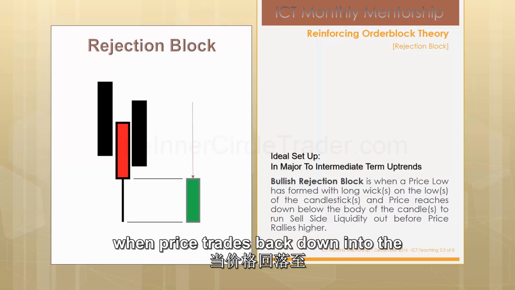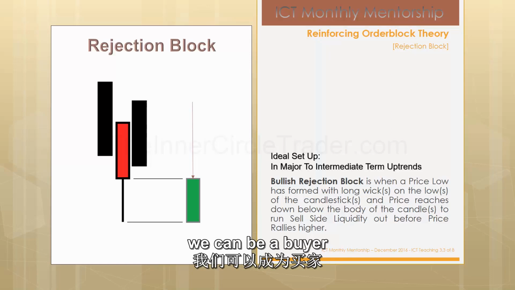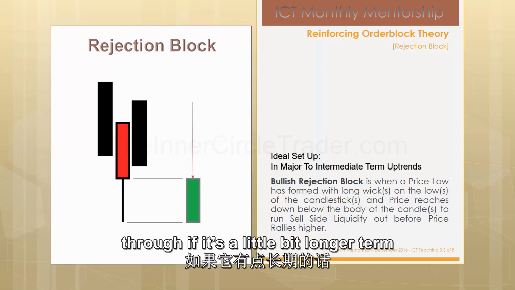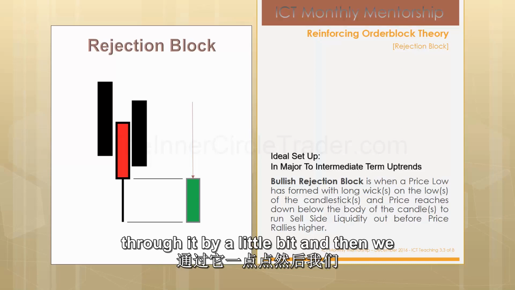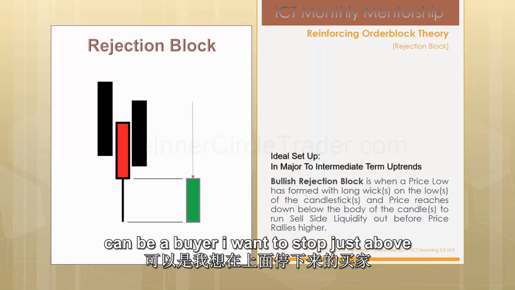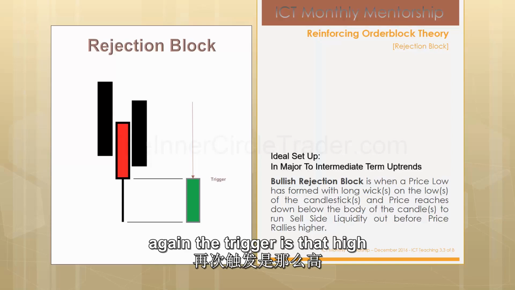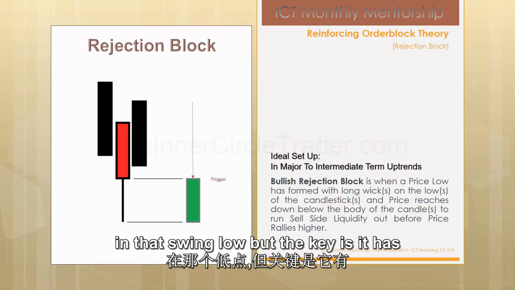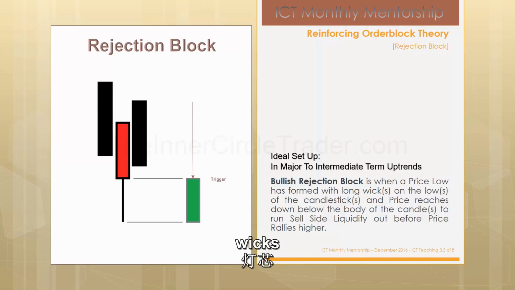When price trades back down into the high of the block, we can be a buyer just below it, or we can wait for price to trade through it. If it's a little bit longer term time frame, we can wait for it to trade through it by a little bit, and then we can be a buyer on a stop just above that particular level here. Again, the trigger is that high or the lowest open or the lowest close in that swing low. But the key is it has to be a swing low that has a wick or wicks.